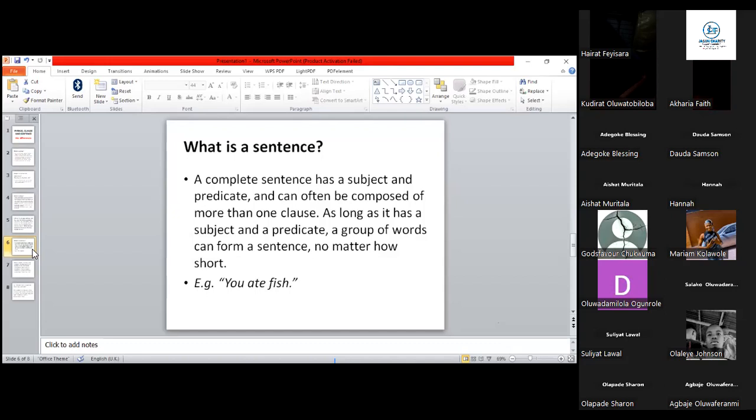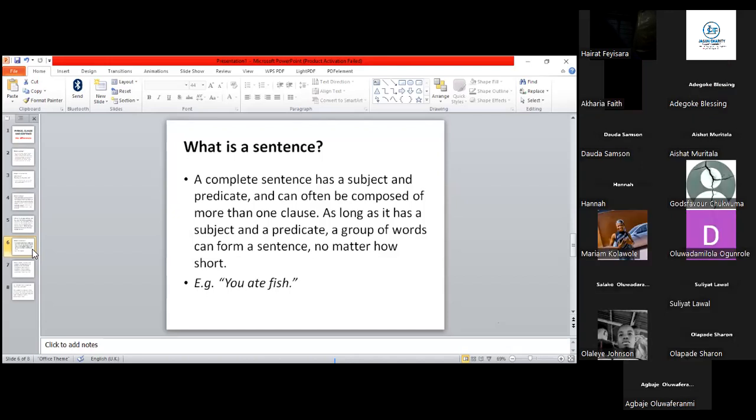It is only a sentence that has a particular formation that we call a simple sentence, a compound sentence, a complex sentence, and a compound complex or multiple. But for clauses, we just have two, a main clause and a subordinate clause. So without wasting our time on it, you can see we have an example. You ate fish.